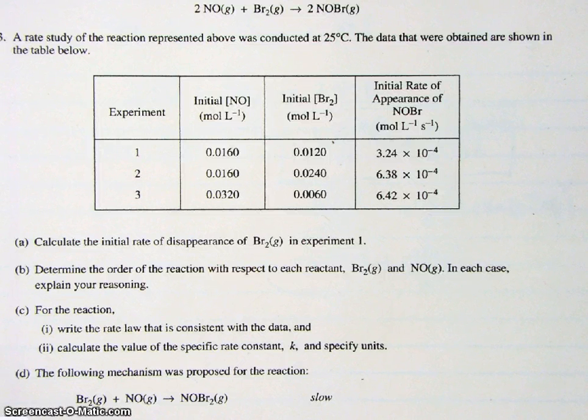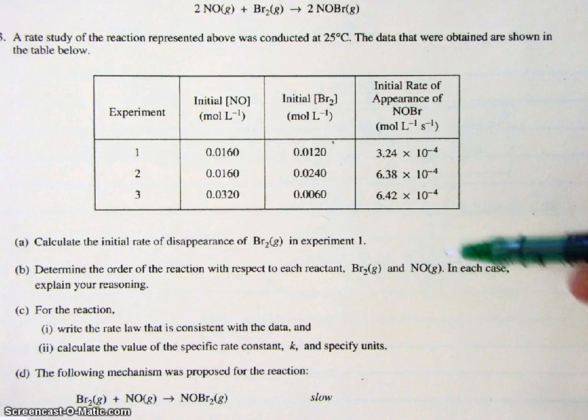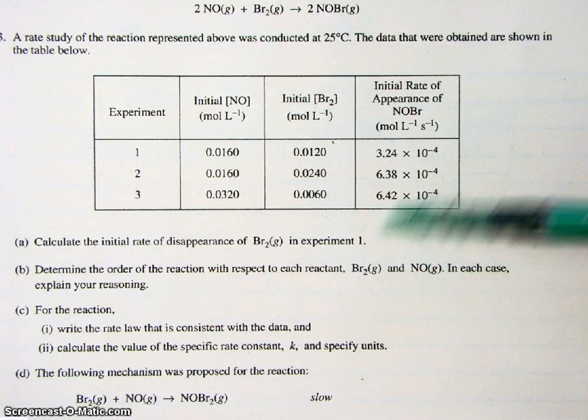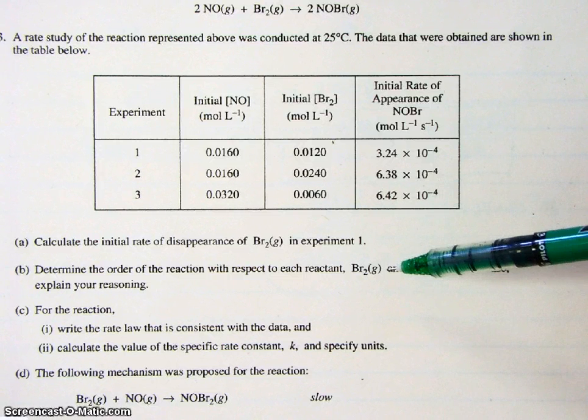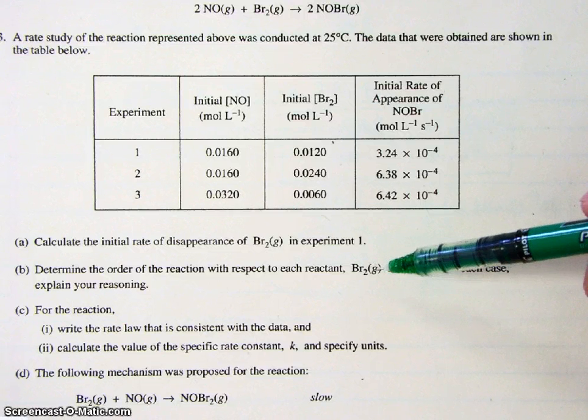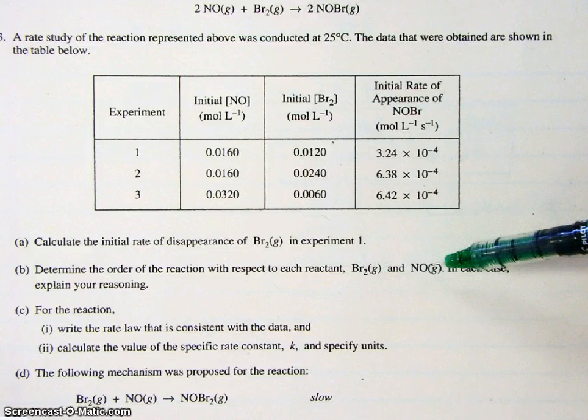And what they mean by an order is that an order helps us gain some understanding of what the mechanism might be like. So if we know that a substance has an order, we know it's involved in the slowest step, also called the rate determining step of a mechanism. In this problem we're going to use the data table, and we're going to investigate the order of bromine, and we'll investigate the order of nitrogen monoxide.